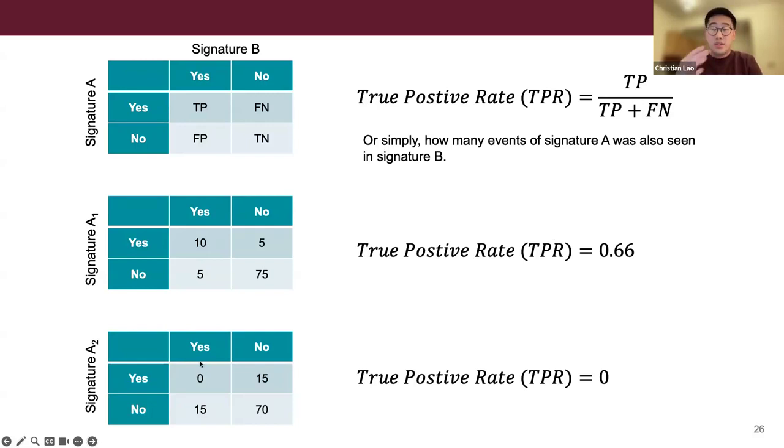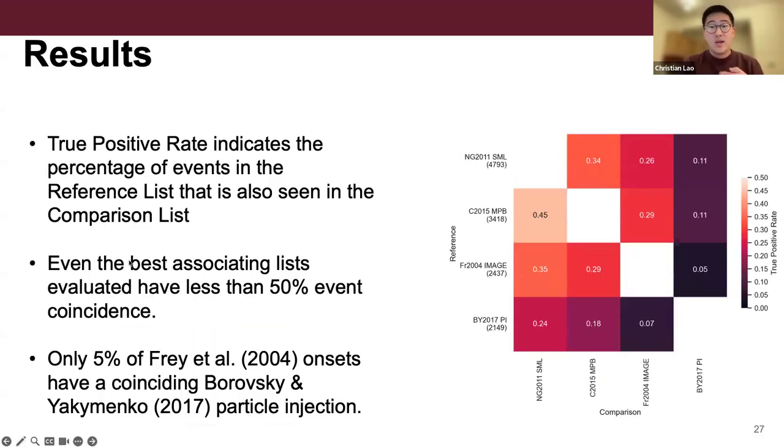And in the second toy example, you don't see any coincidence between these two event lists, so you evaluate a true positive rate of 0. For the results using this metric, I actually need to explain a little bit more. There's now directionality in our skill score, so it's important to remember which list is labeled as what. In our previous language, the reference here means signature A, and the comparison is signature B, such that the true positive rate indicates the percentage of events in the reference list that are also seen in the comparison list.